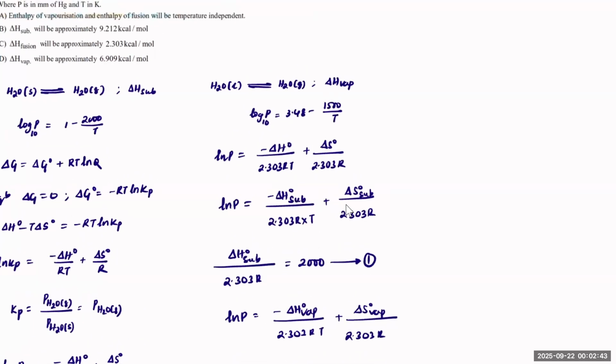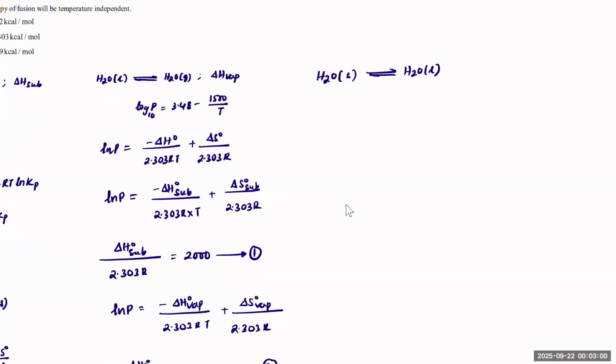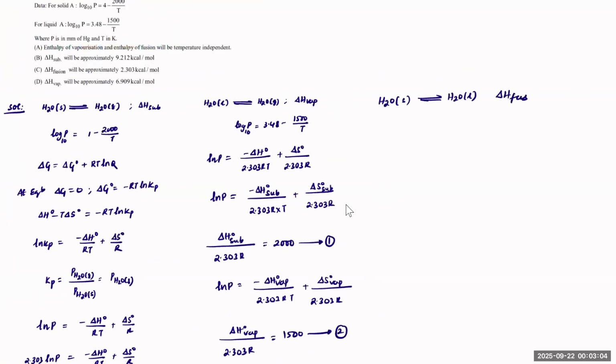Now listen, sublimation and vaporization are known. Can I know this one also? That is H2O solid to H2O liquid, correct? Because in that case it will become sublimation minus vaporization. So that is called delta H of fusion. Solid to liquid conversion is called fusion. So if I calculate sublimation and vaporization, we can automatically get the fusion part here.